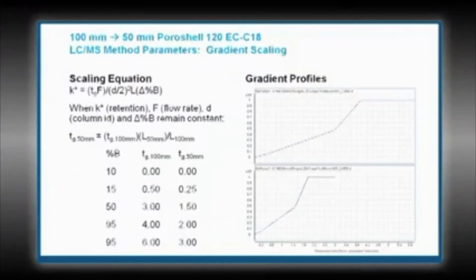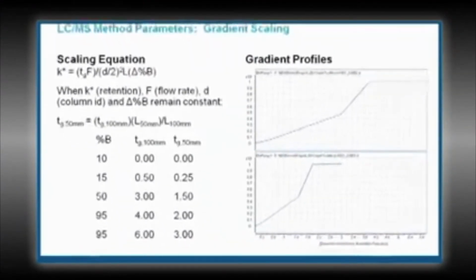And by using the shorter column, you can increase your productivity and your lab throughput. Yes, good points, Rory. Now, for the shorter column, we need to adjust our gradient. In general, we want to keep our gradient slope the same so the relative elution order remains the same.